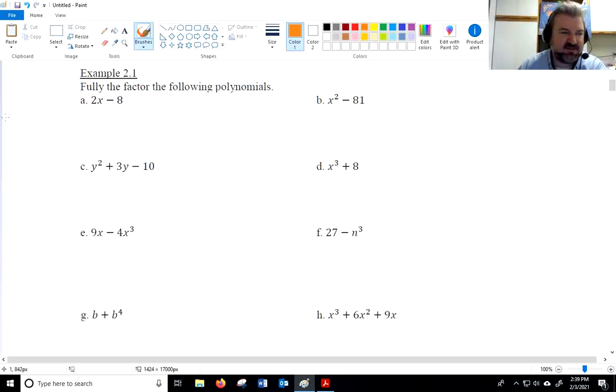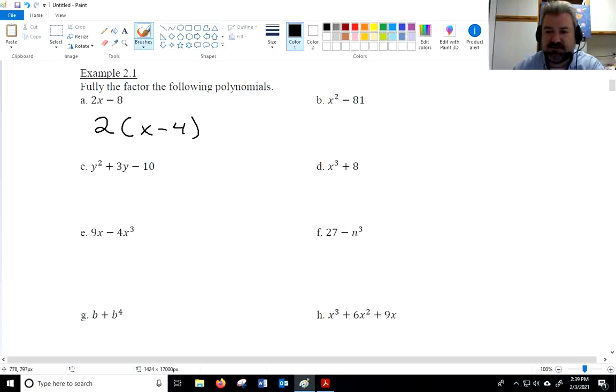2x minus 8. So this one always confuses students when they're told to factor something like this. Maybe because they don't see why you would ever want to do it. It doesn't really help you solve the equation, but we will oftentimes see in coming up units that we do want to be able to factor something like this. And what we look for is to factor out a greatest common factor, which in this case is the number 2. So it gives me 2 times x minus 4.